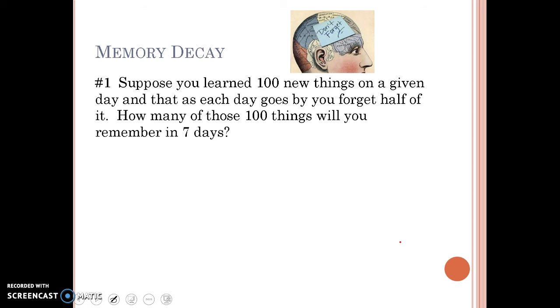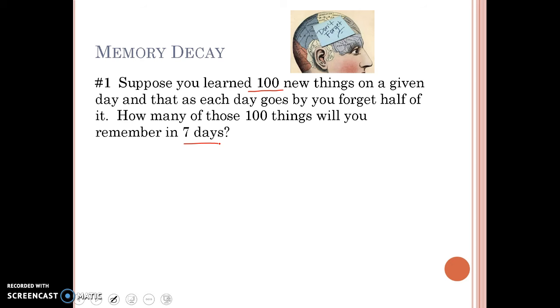This is how memory works. Suppose you learn 100 new things on a given day, and as each day goes by, you forget half of what you learned. This is true because you may not remember what you had for lunch 5 days ago. You probably remember yesterday, but maybe you don't because that's one of the things that you forgot. And so of those 100 things, how many things will you remember in 7 days?